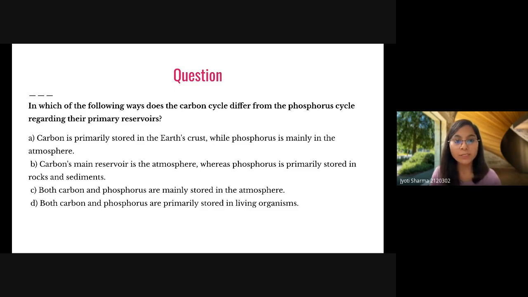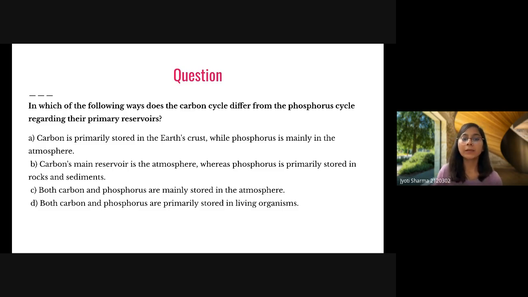A: Carbon is primarily stored in the earth's crust, while phosphorus is mainly in the atmosphere. B: Carbon's main reservoir is the atmosphere, while phosphorus is mainly stored in rocks and sediments. C: Both carbon and phosphorus are mainly stored in the atmosphere. And D: Both carbon and phosphorus are primarily stored in living organisms. What do you think? What is the right answer?